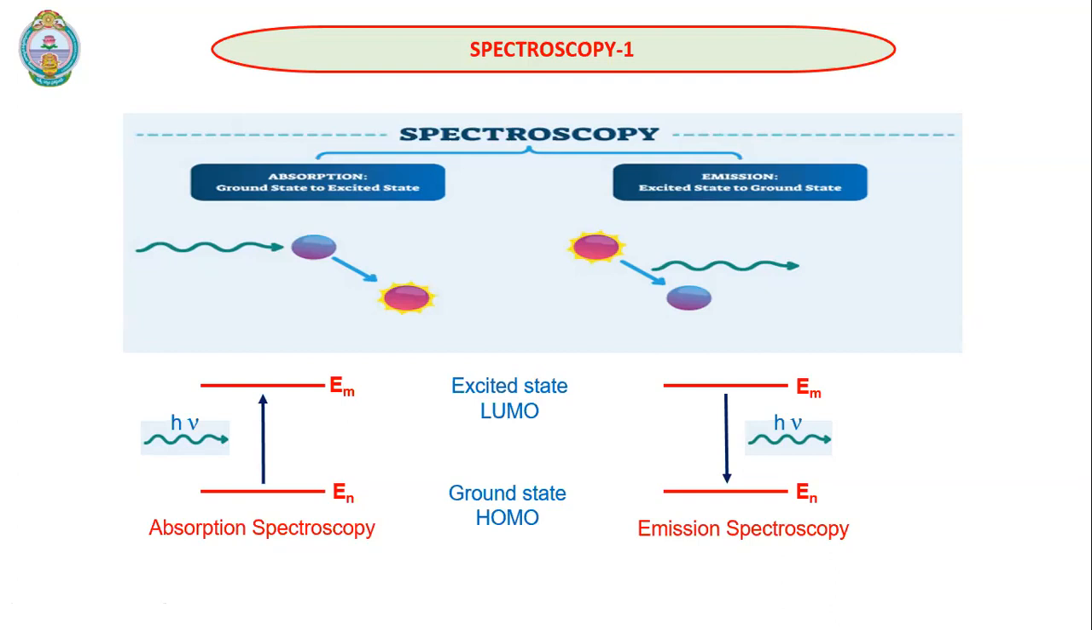So basically, absorption spectroscopy is due to the absorption of light. That means the changes are primarily because of the absorption of light. Then emission spectroscopy is due to the emission of light. So the changes in the molecule are characteristic of the emission of light.